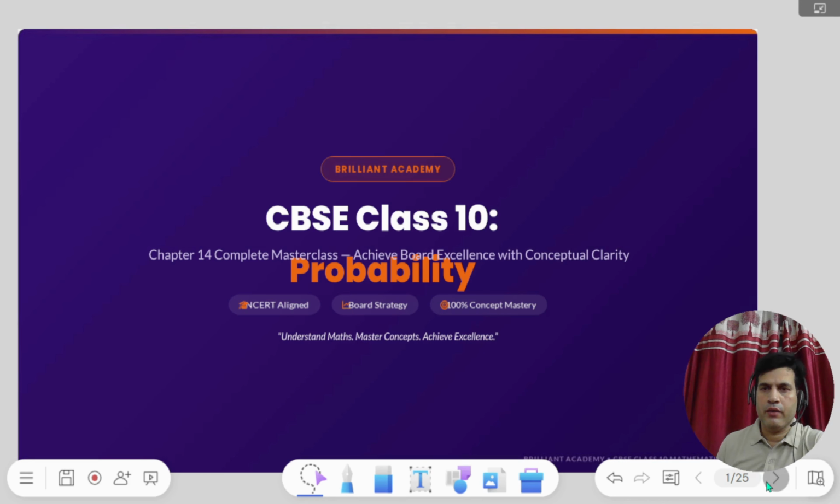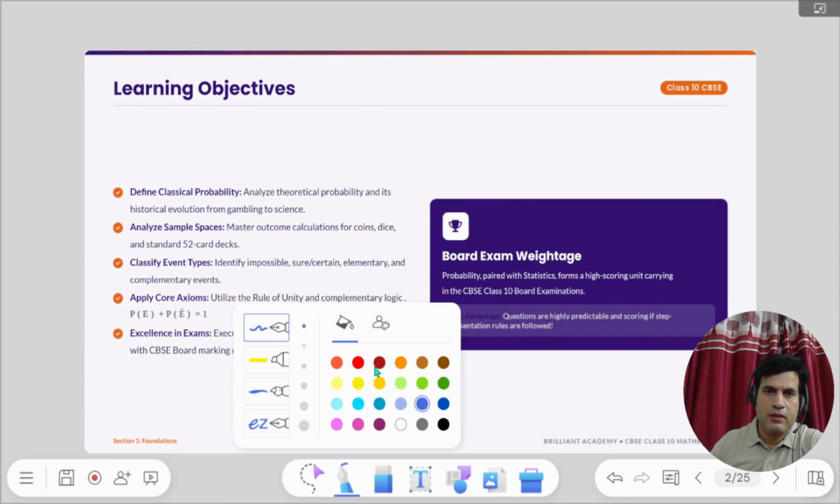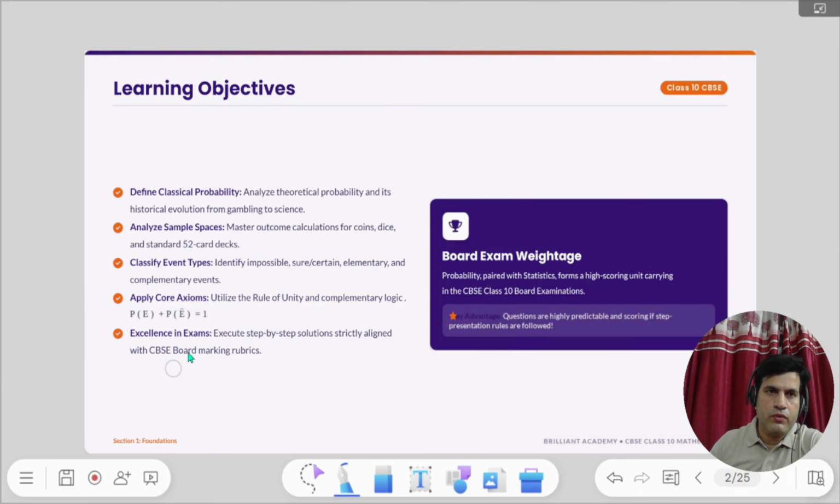In this part, we are going to discuss the learning objectives. What is a learning objective? What we will learn in this chapter. So define the classical probability, analyze theoretical probability and its historical evolution from gambling to science, and also we are analyzing the sample space and mastering outcome calculation for dice, the standard 52 cards and all those things. We will discuss classifying event types, like we have impossible, sure and certain events, then elementary events, then we have complementary events.